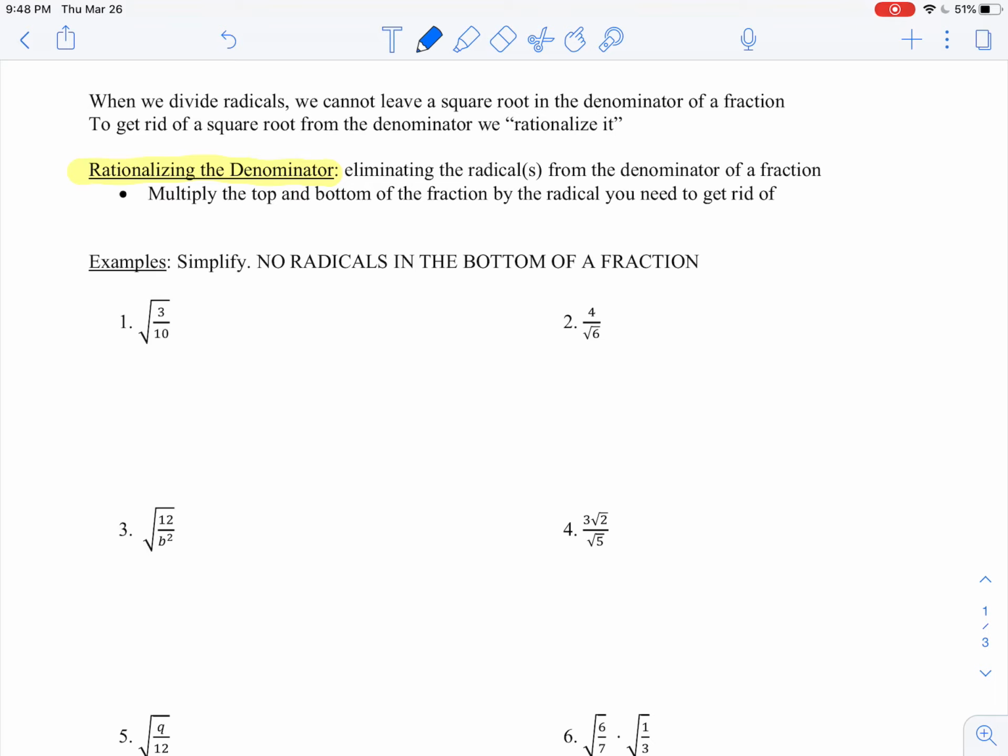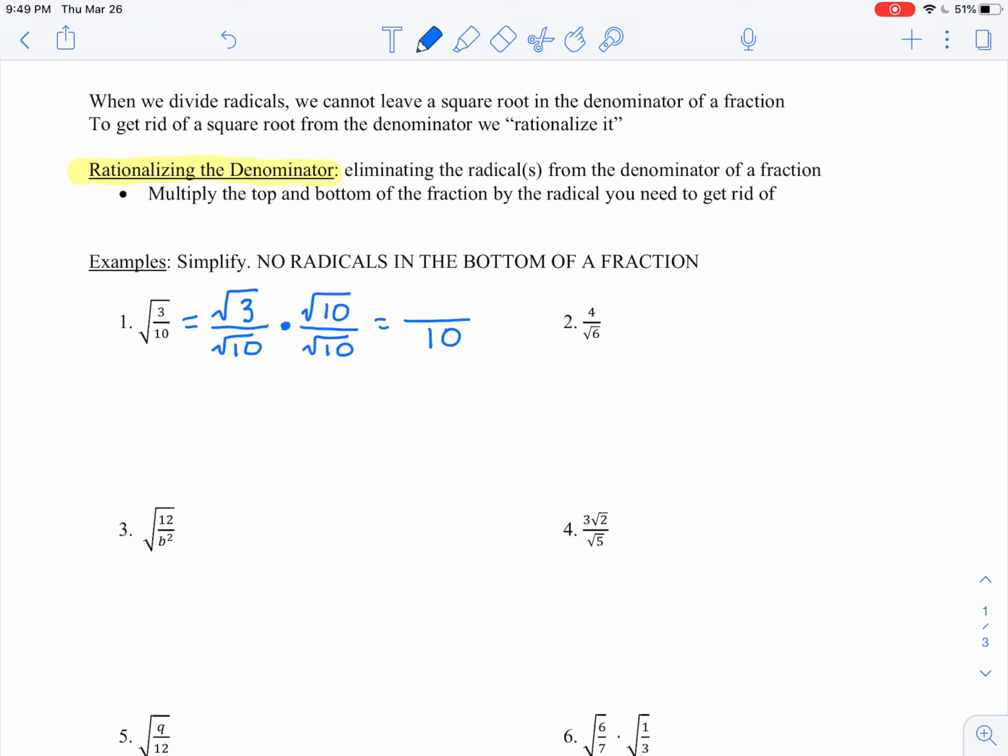In question number 1, we have the square root of 3 over 10. So the first thing I'm going to do is split this up into the square root of 3 over the square root of 10. Now I'm not allowed to have the square root 10 in the bottom of the fraction, so I'm going to multiply that square root 10 by another square root 10. And I know that when I do that, I get a plain old 10. But whatever I do to the bottom of the fraction, I also have to do to the top of the fraction. So I'm also going to multiply the numerator by square root 10.